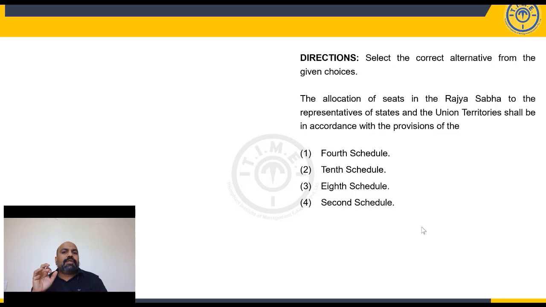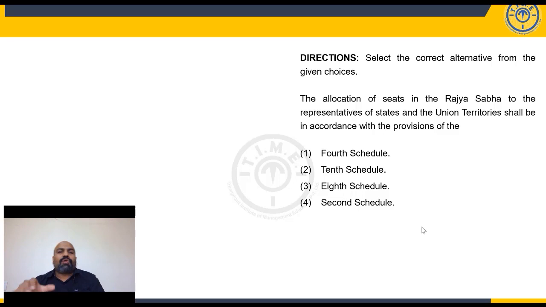Seventh schedule talks of division of subjects for lawmaking into three lists: union list, state list, concurrent list. If a subject appears in the union list, only the Parliament of India can make laws for that. If it appears in the state list, only the state legislative assemblies can make laws. If it appears in the concurrent list, both the Parliament as well as the state legislative assemblies can make laws. But in case of a conflict, the parliamentary law is held supreme. To take an example, only the Parliament of India is competent to legislate on matters of defense. Law and order is a state subject, so only state assemblies can make laws. Education and healthcare are concurrent subjects.